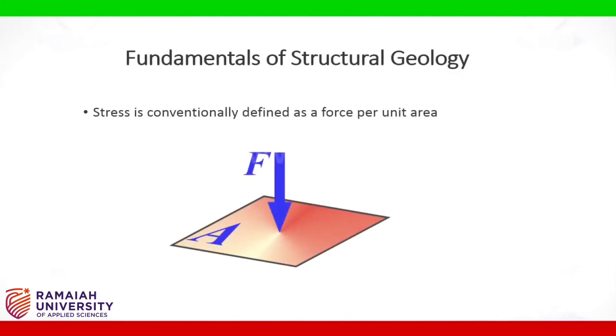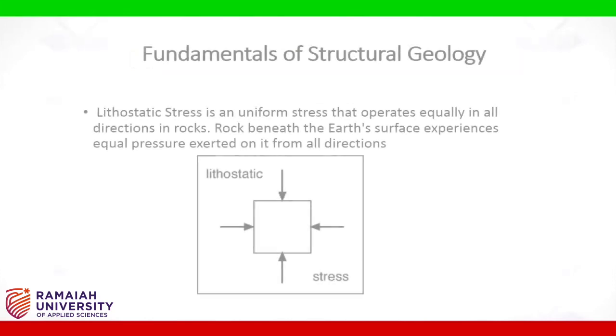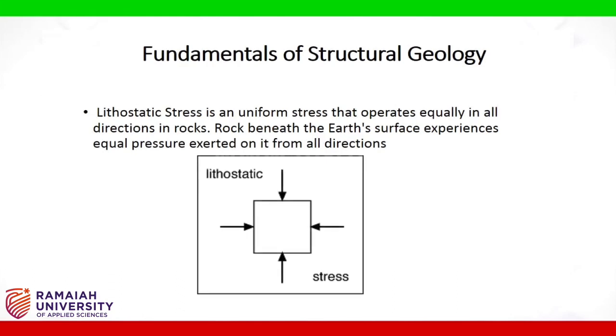Stress is conventionally defined as a force per unit area as shown in figure. The forces acting on the rocks are of two types. They are lithostatic stress and differential stress. Lithostatic stress is a uniform stress that operates equally in all directions in rocks. Rock beneath the Earth's surface experiences equal pressure exerted on it from all directions.